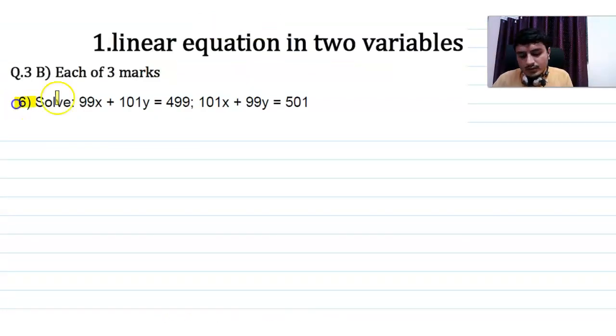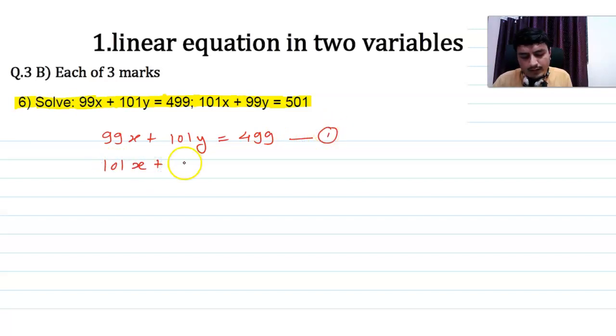Now look at question number 6. Solve 99x plus 101y equals 499, 101x plus 99y equals 501. Now we have given the equations of the form 99x plus 101y equals 499, call it as equation number 1, while the other equation we have 101x plus 99y equals 501, call it as equation number 2.